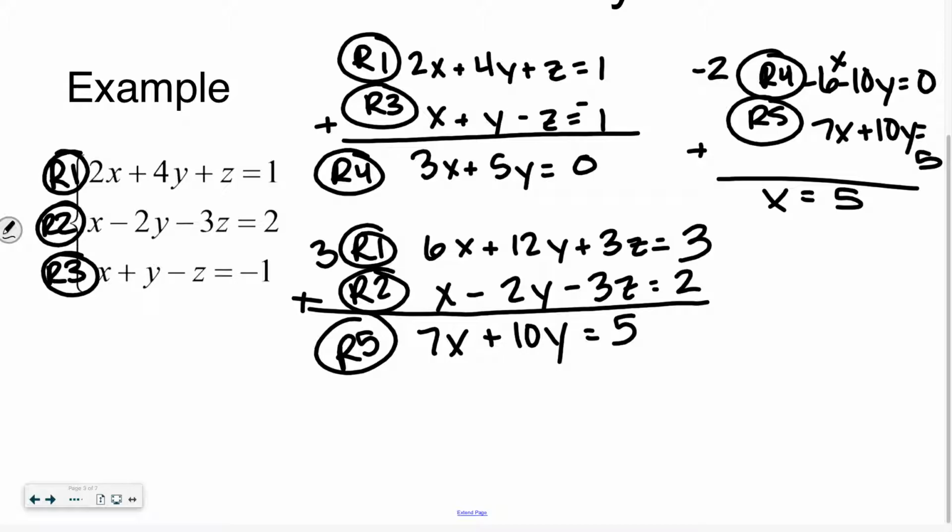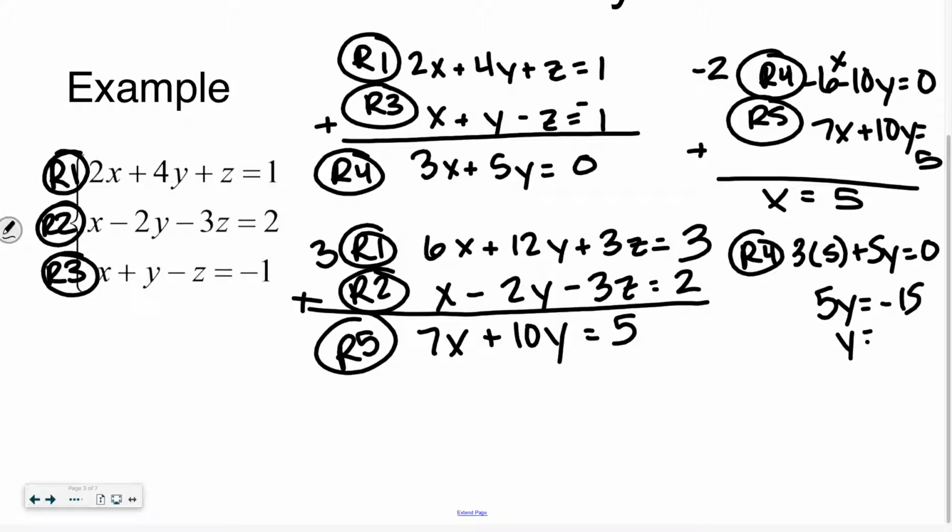And then 2-variable system. Once you have one variable, plug it back in to find the other variable. I could use row 4 or row 5. I should get the same answer in both of those equations. I'm probably going to choose row 4 because it has smaller numbers. So row 4 is 3 times 5 plus 5y equals 0. So that's 5y equals negative 15 and y equals negative 3.